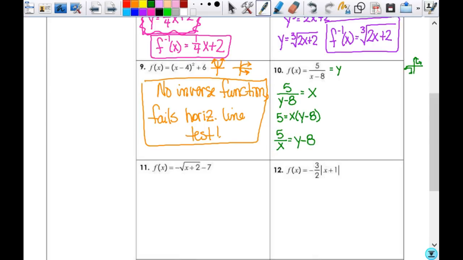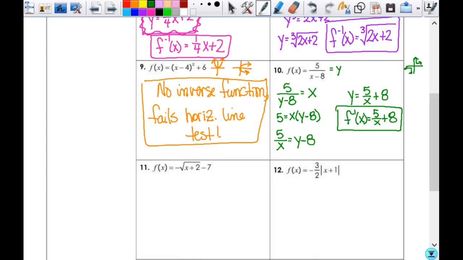Then I add 8 to both sides, so y equals 5 over x plus 8, which means the inverse is equal to 5 over x plus 8. Now we've got to talk about domain restrictions. I still have to talk about the rest, because there are some domain restrictions here.